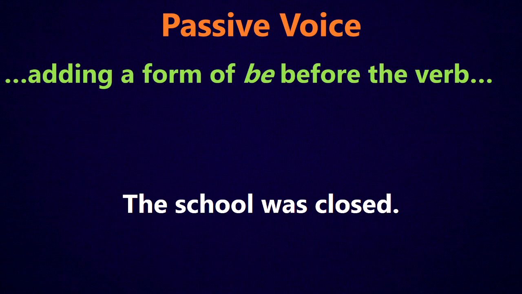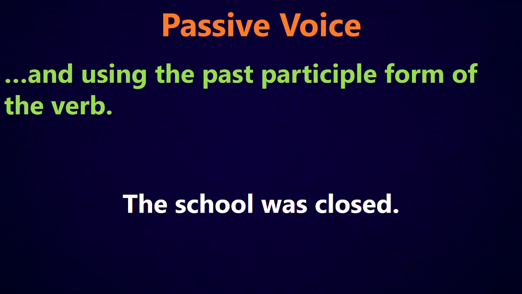Now I know that the school is the thing that the action happened to. So we're using the past participle form of the main verb. Now in this case, closed, it's a regular verb. It's the ed form of the verb. So the past participle is just the ed form. So we didn't have to change that at all. But for some other verbs, we're going to have to change to a different form.